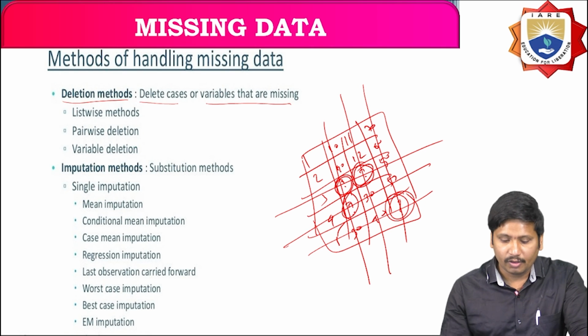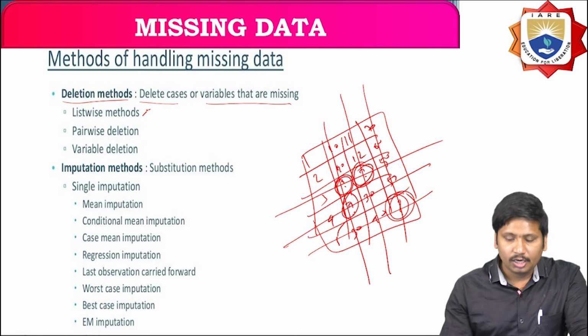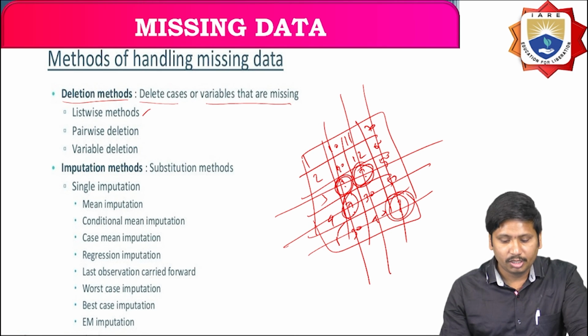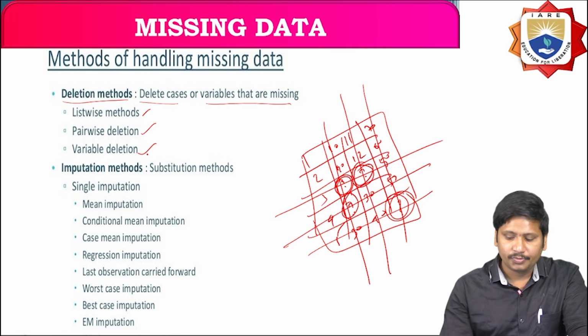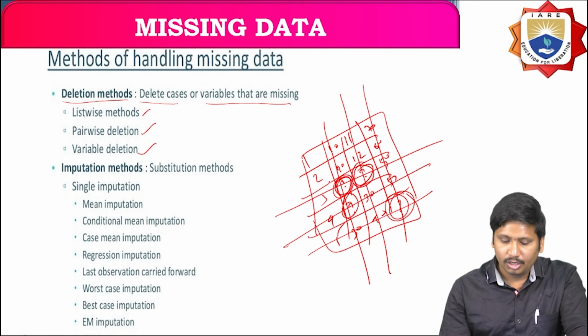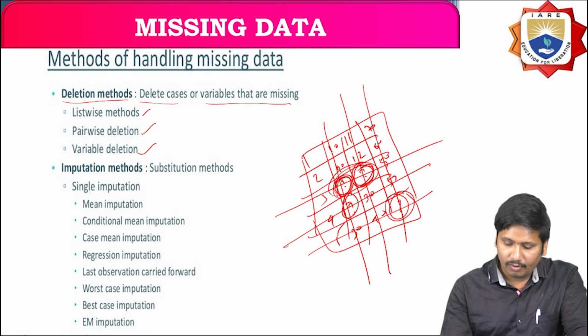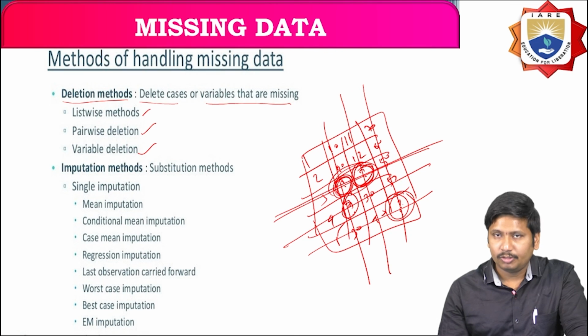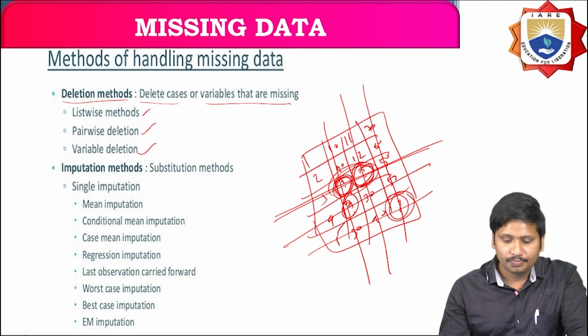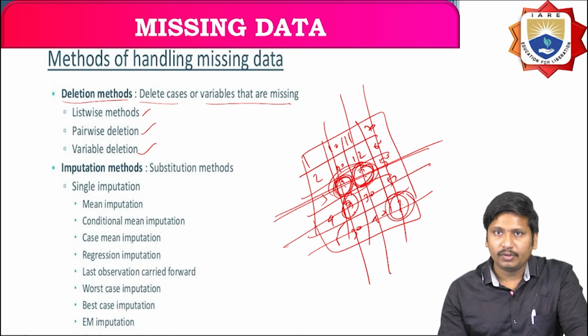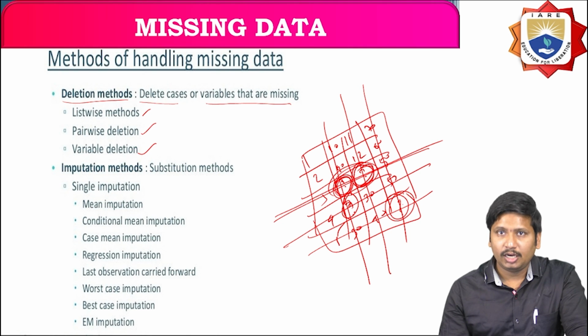So for that, what are the methods we have? We have list-wise methods. List-wise deletion is one method, and then pair-wise deletion is another method, and variable deletion. Simply deleting the variable is variable deletion. Or pair-wise: suppose this is the pair we have. Deleting the pair and filling the remaining values with some special value, or I can fill with the distance value, or I can fill with the mean value like this. So these are some of the deletion methods we have. Let me explain this in detail in the next video, most probably with an example.